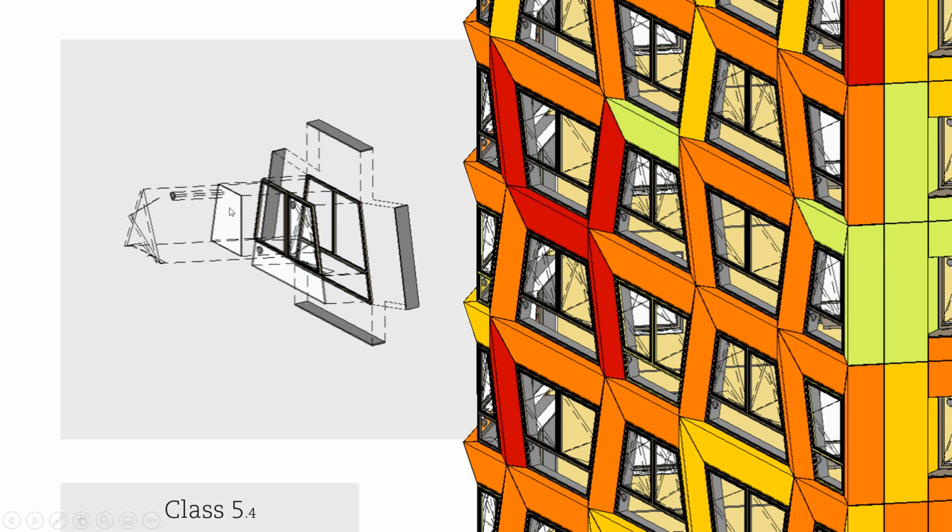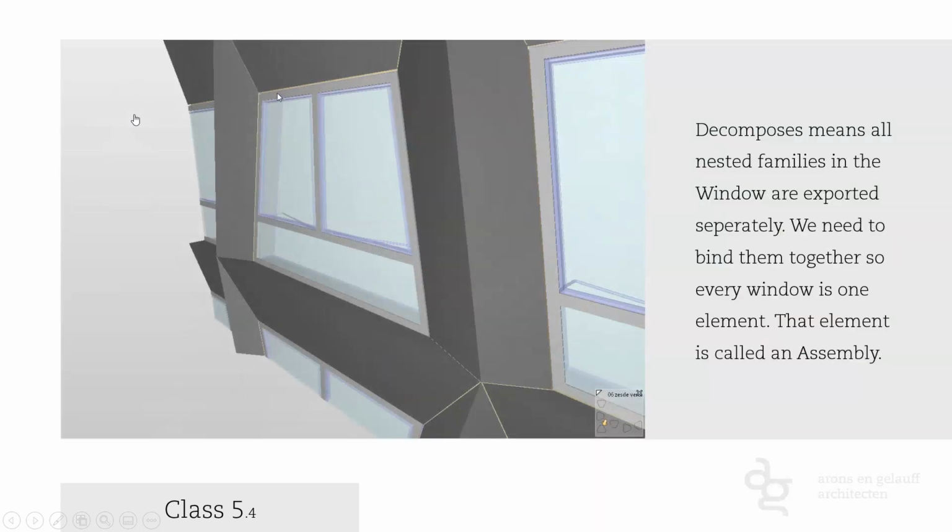Inside the window there's a glass panel. There is even a symbol and another symbol to show the operation. There is the style cosine. So this is what we call a decomposed window. And if you would export this decomposed window to IFC, this is what you get. The family, as we know it in Revit, does not export, because all the separate parts are exported separately.